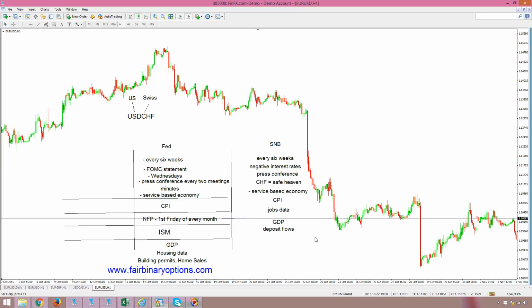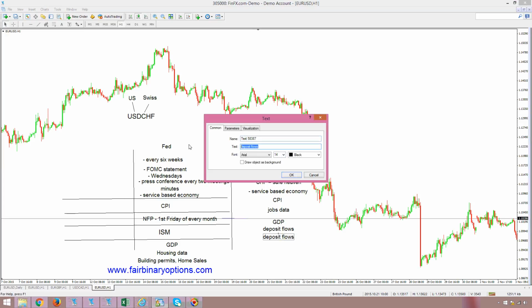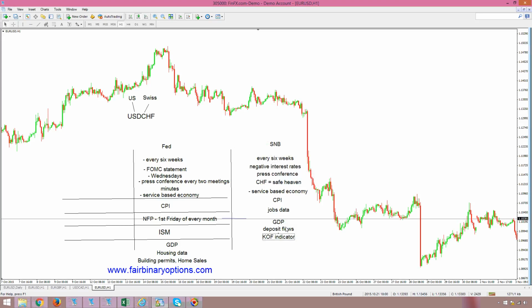Of course, housing data, building permits and so on. What's important in Switzerland as well is the KOF, K-O-F indicator. It is an indicator that tells much about the state of the economy, and you know by now what the central bank is doing when they are meeting. They are meeting to establish the monetary policy and to set the monetary conditions for the period to come. If the monetary policy is eased, it is being said that it is hurting the currency. If the monetary policy is hiked, then it is being said that it is positive for the currency.